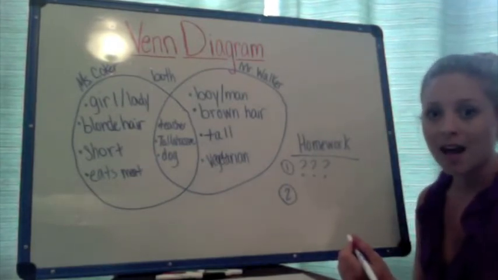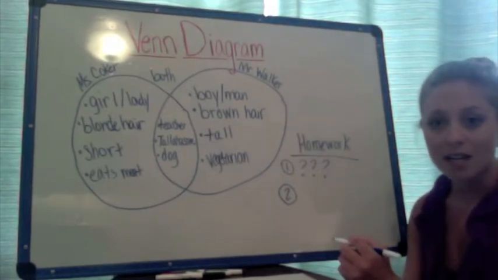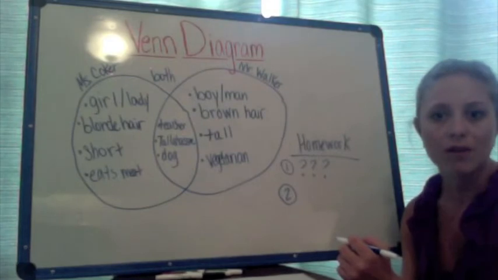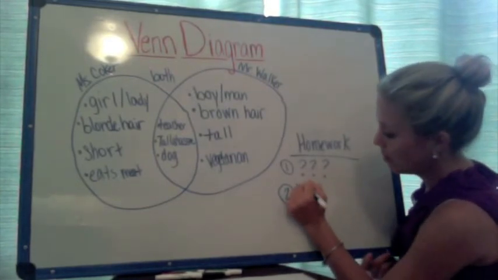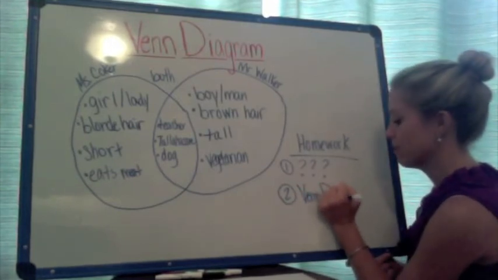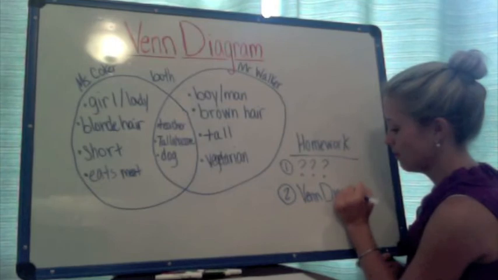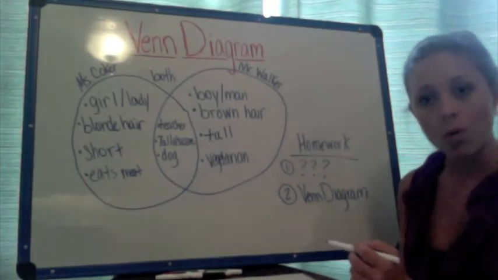So tonight, I want you to use a Venn diagram of either 2 settings of a story or 2 different characters in a story. You can choose. So, I'll put Venn diagram. And you'll remember you can either do a setting or characters.